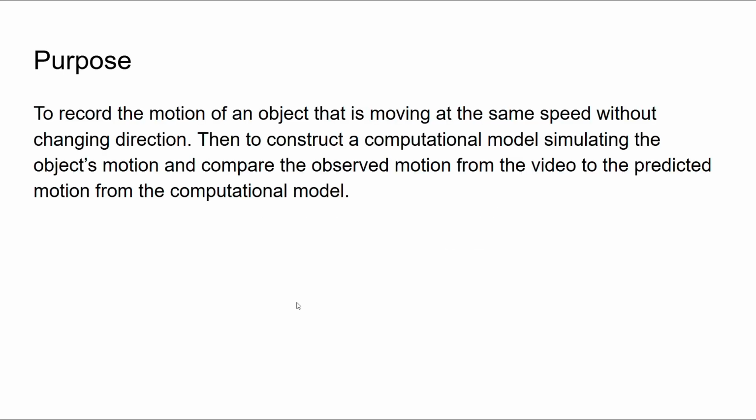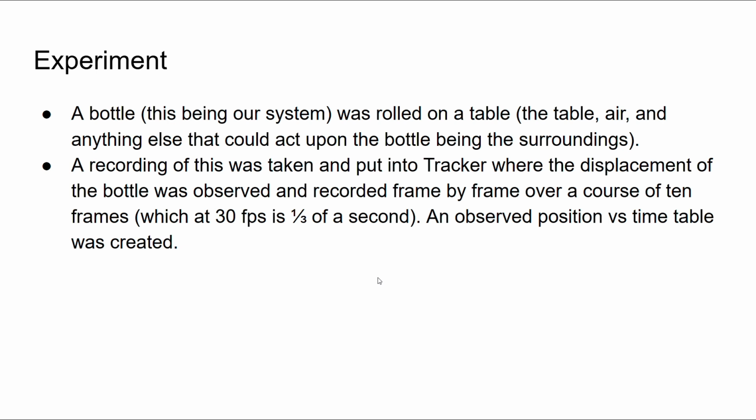The purpose of this lab is to record the motion of an object that is moving at the same speed without changing direction, then to construct a computational model simulating this and compare the results between the two. In this experiment, we had a bottle, this was our system, rolled on a table, and the table, air, force of gravity, and any other force that could have acted upon the bottle being the surroundings.